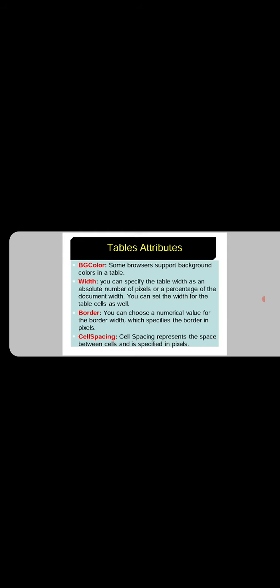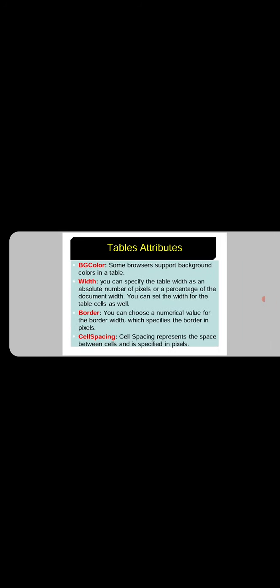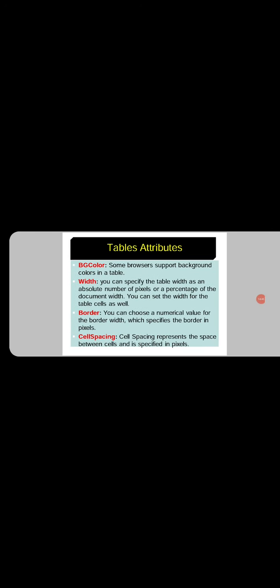Next is cell spacing. There are two important concepts used in tables. The first one is cell spacing and the second is cell padding. So what is cell spacing, what is cell padding, and what are the differences? Cell spacing represents the space between the cells and is specified in pixels. Cell spacing and cell padding are the two important terms used in tables.